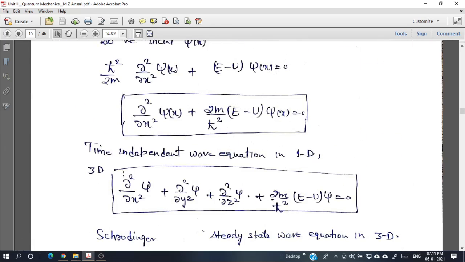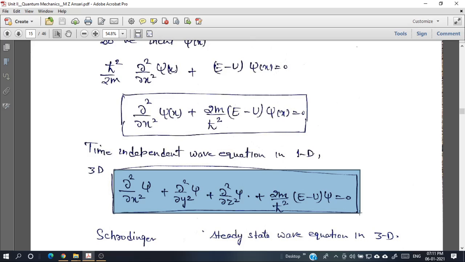Dear students, I think now you can understand very well what is the meaning of time dependent or time independent. In case of time independent, in the final form there is no term related to time. In case of the time dependent Schrodinger equation, in the final equation we get some term which is related to time.